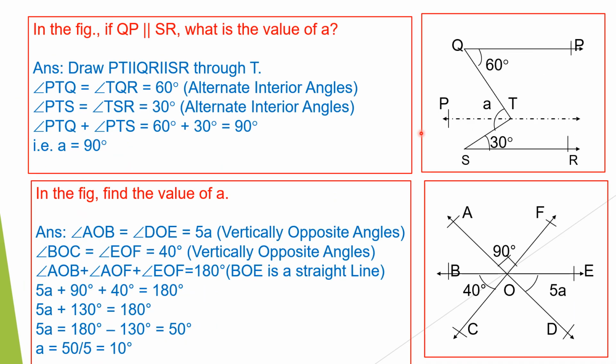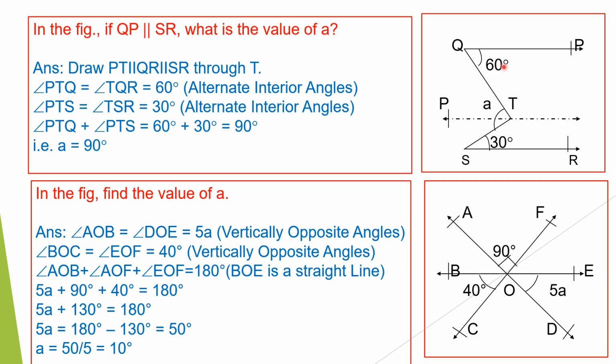There are two sums given here. In the first case, QP is parallel to SR, and you have to find the value of A. A means the whole angle. When you are given the sum, this line may not be there, so you have to draw this line as a construction. Now, since this is parallel to this one, any line you draw parallel to one of the two will be parallel to the third one also. So these three lines are parallel to each other.